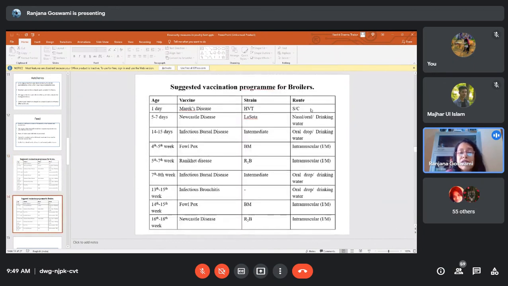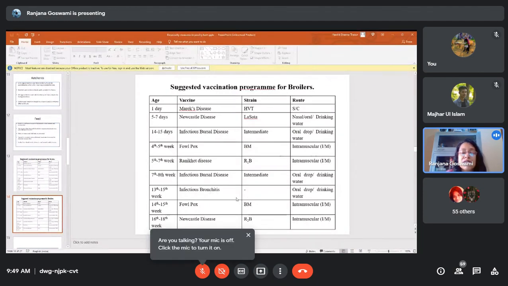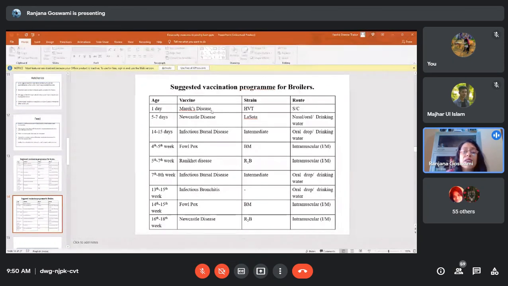Next, the vaccination schedule in the case of broiler breeders is more or less the same as that of the layers, because for broiler breeders we usually follow the same vaccination schedule. For commercial broilers, which you keep for 6 to 8 weeks, we give only the first three vaccines, and sometimes we may give the Newcastle disease vaccine again at 30 days, which we have already discussed. In the case of commercial broilers, we don't have to go for fowl pox.